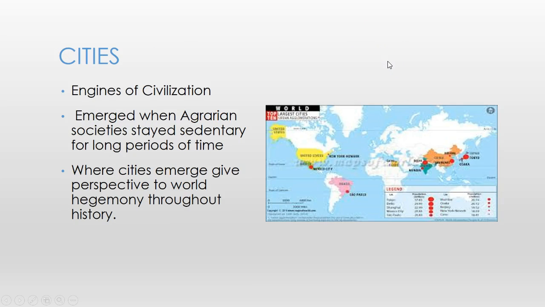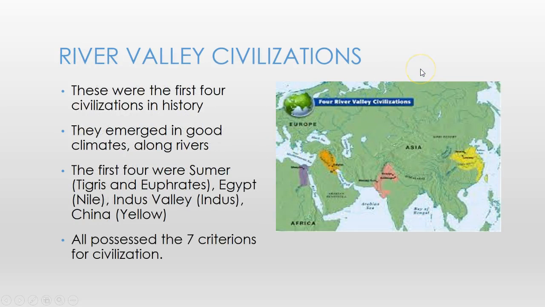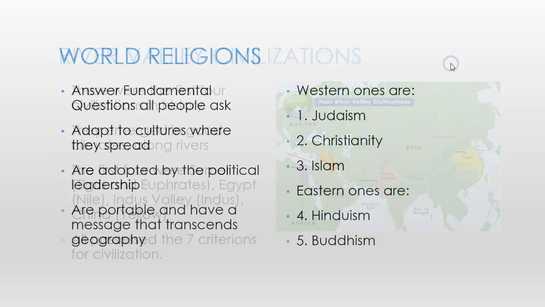And a reiteration of an earlier point, cities. Cities are the engines of civilization. Once they were established, we shifted from agrarian societies into civilized society. And those first civilizations became known as the River Valley civilizations, with Mesopotamia along the Fertile Crescent of the Tigris-Euphrates, Egypt along the Nile, the Indus Valley people along the Indus River, and ancient China along the Yellow River. And these possessed the 7 criteria for civilization.